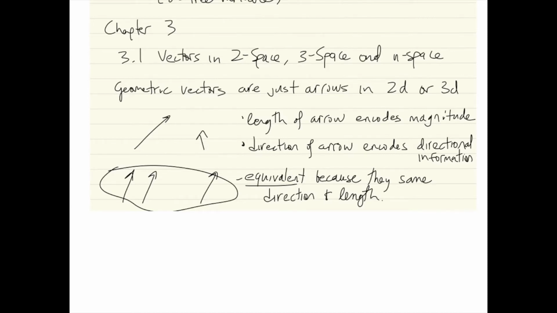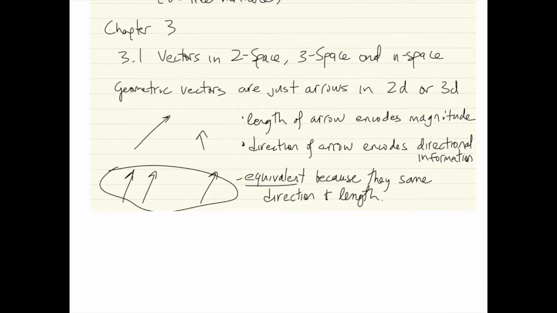Okay, moving on to Chapter 3 in Anton. Chapter 3 is about vectors, and Section 3.1 is about vectors in 2-space, 3-space, and n-dimensional space. So it begins with talking about geometric vectors, and these are just arrows. It's called geometric vectors because you can draw them as pictures, or as just arrows in 2D or 3D.